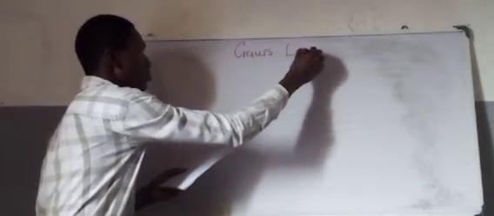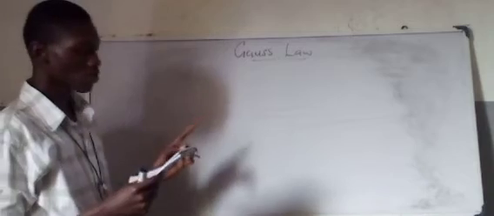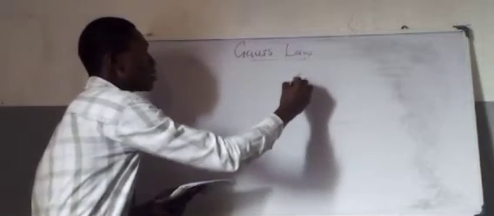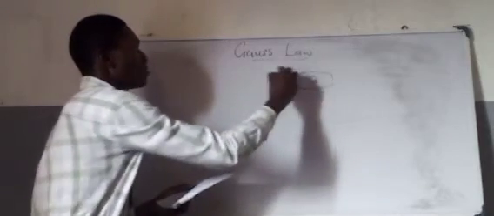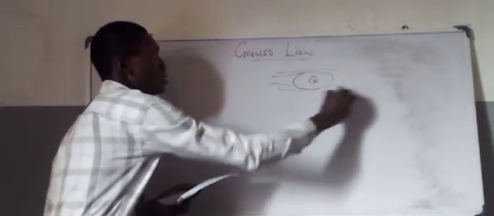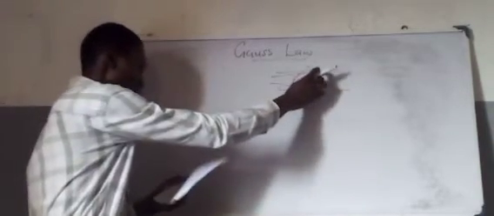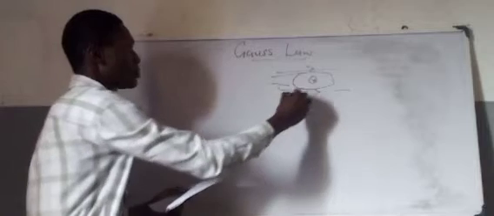So let's look at Gauss law. Now, Gauss law states that the electric flux crossing a closed surface is equal to the ratio of the charge enclosed within the surface. So if we have an enclosed surface, for instance, with a charge within, the flux or lines of force crossing this enclosed surface is actually equal to the ratio of the charge enclosed within to the permittivity of free space, which is epsilon naught.